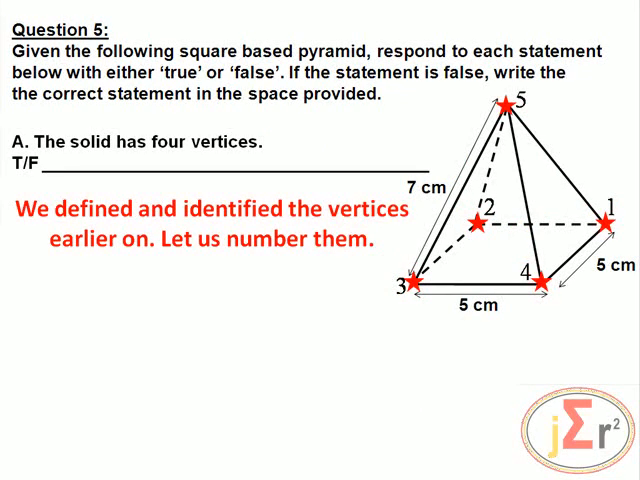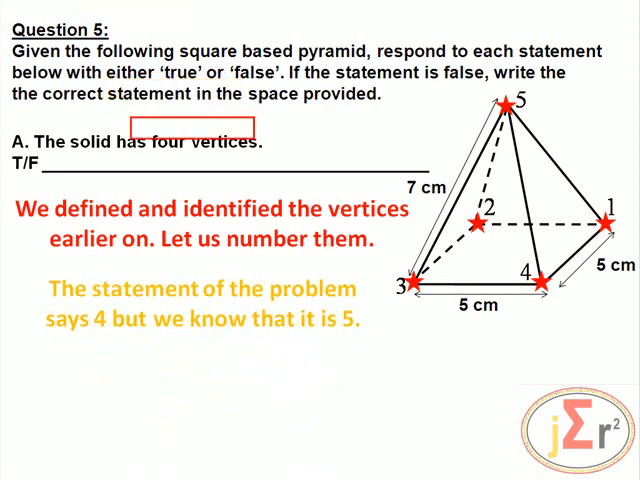If the statement is false, write the correct statement in the space provided. This one is false because the statement of the problem says 4, but we know that we have 5 vertices. So because we have 5 vertices and the statement says 4, we know that the statement is incorrect, and we may write the correct thing in the space provided.